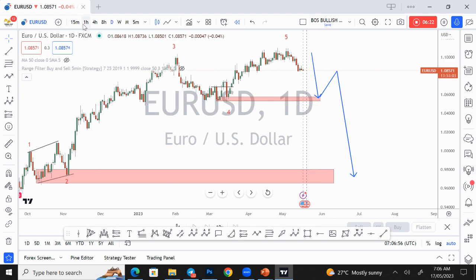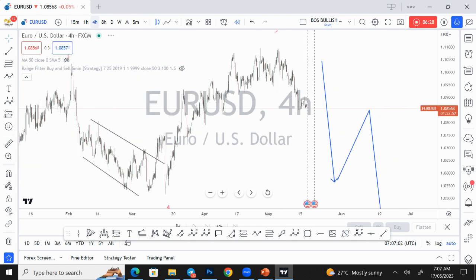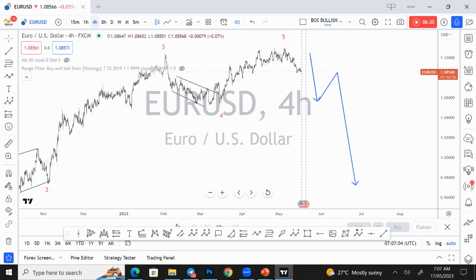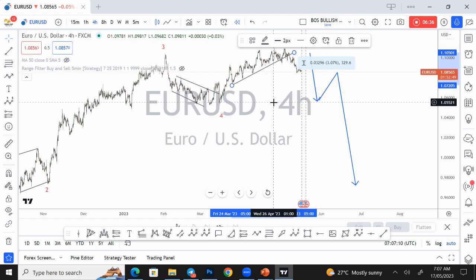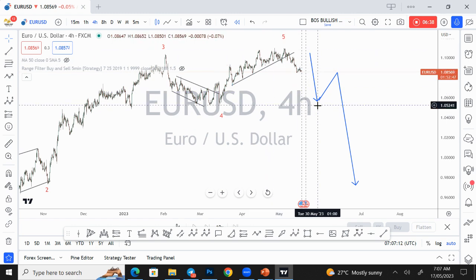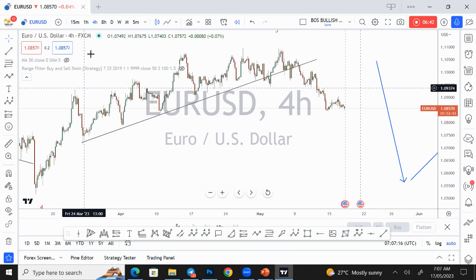So in this case, I'm expecting Euro USD at least should jump all the way to this zone. Now, let's go to the lower time frame to look for our setups. Now, this was the end of wave 5. Now we draw our trend line over here to wave 5. You can see that it has broken it. So let's look at something here.